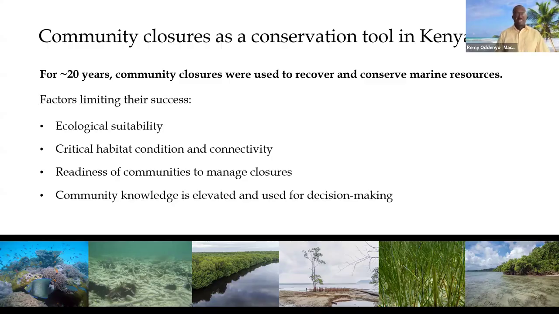We've had varying levels of success, and this was majorly due to factors such as the ecological suitability. You might place a closure in a certain place, but what is the condition, ecologically speaking, in terms of the coral and the fish, seagrass and mangrove? A majority of the closures are focusing on coral reefs, but we have other critical habitats like seagrass and mangrove, which had been missed. And there's also this aspect of connectivity, which areas are more suitable considering where we might have sources and sinks.